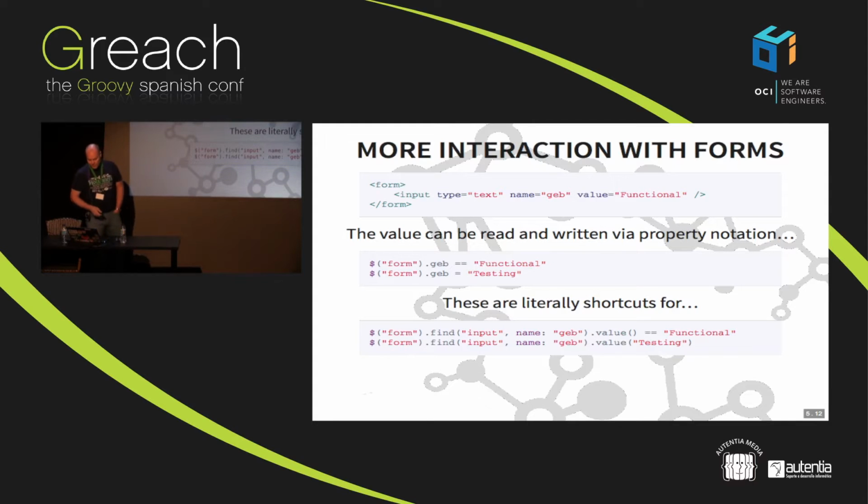When interacting with forms, if we have an input, then the form element makes it easy to do with property notation, and this just is a shortcut for, if you have the form, find the exact element, and either set the value or get the value to what you want. So I clearly prefer this form because it makes it a lot easier to read.